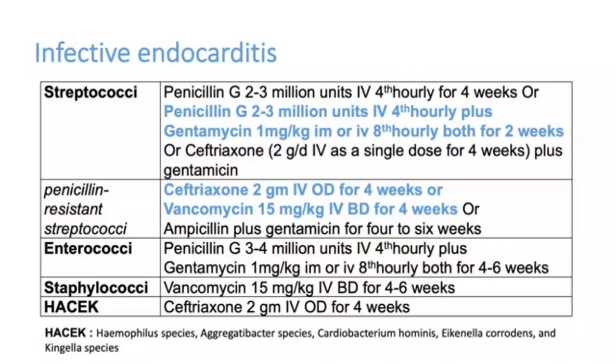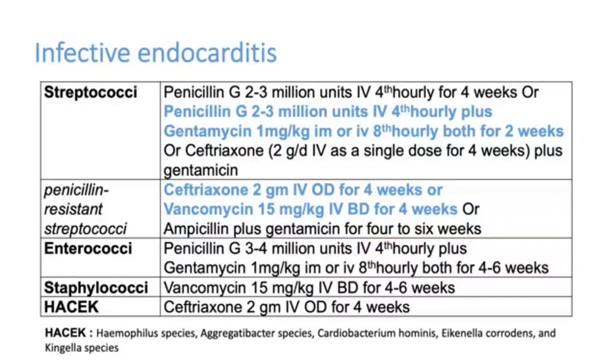If we are suspecting penicillin resistant streptococci only, we have to add vancomycin 15 mg per kg IV. So routinely used therapy is ceftriaxone with gentamicin or penicillin with gentamicin. If we are suspecting enterococci, penicillin plus gentamicin, the same thing which is explained with streptococci.